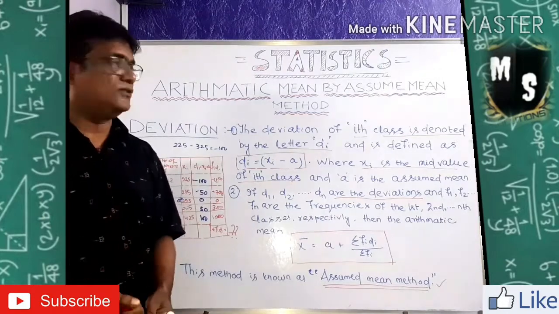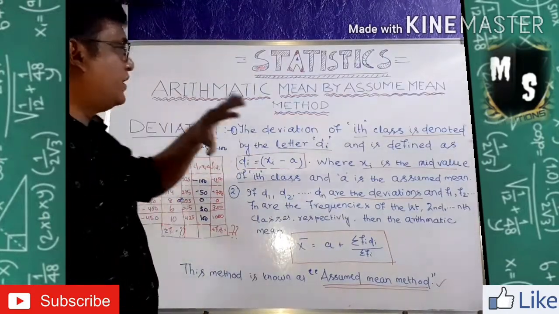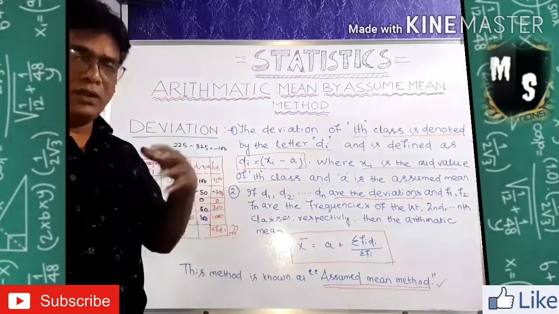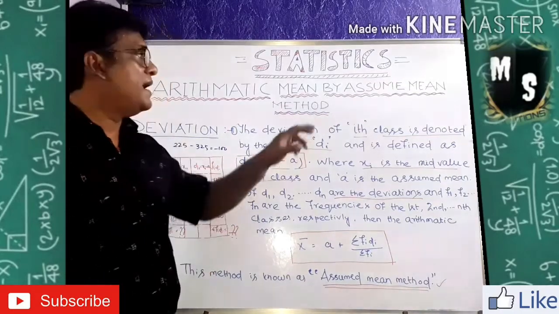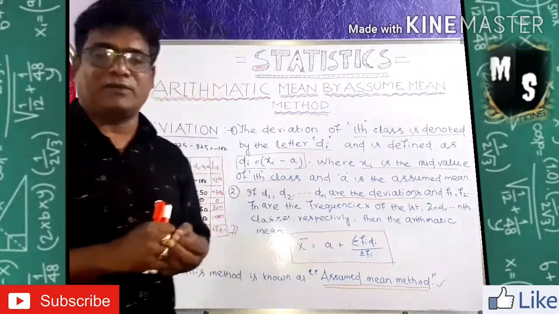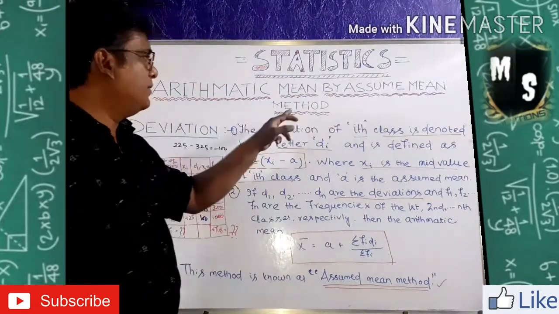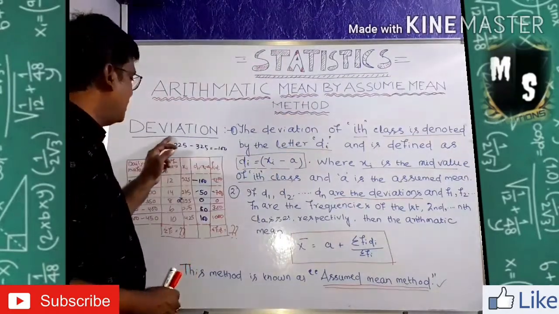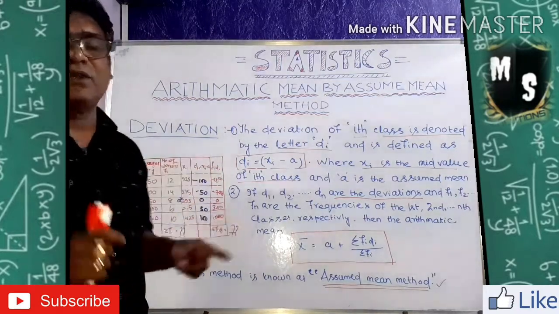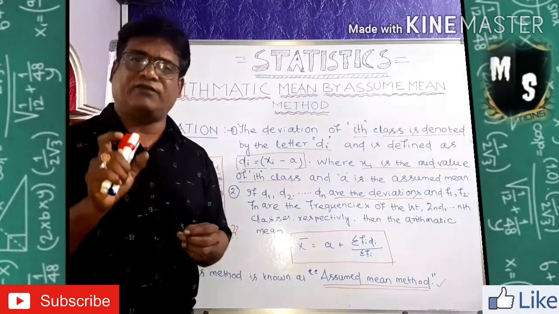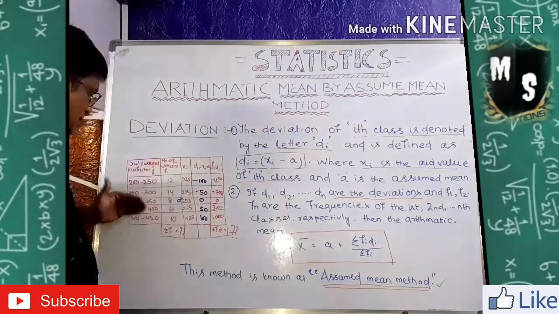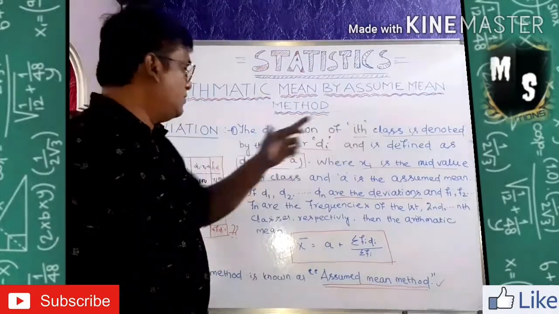Now again I am giving you a little bit of explanation. The direct mean method we have already completed in our last video. Now we are going to learn the mean calculation by the assumed mean method. That means we are going to assume a mean ourselves, and after that we go for the calculation. In the assumed mean method, there is a definition called deviation. We have to find it first. The deviation of the ith class is denoted by the letter di.